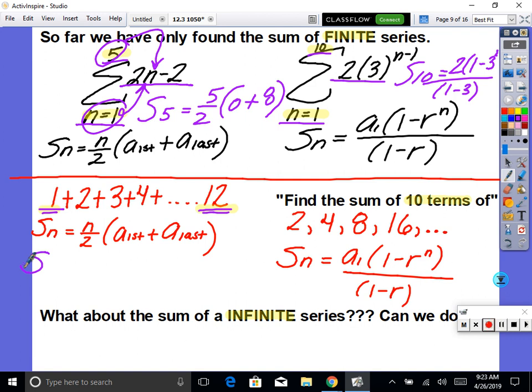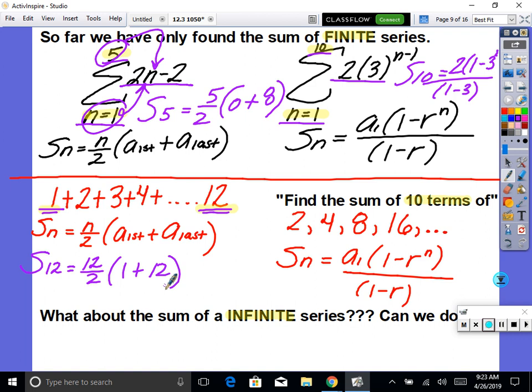How many terms are we summing up here? 12, aren't we, everyone? And it's arithmetic, so that's why I'm using this. The sum of 12 terms is equal to 12 over 2 times a sub 1 plus a sub 12. It's finite. We know the start and end.